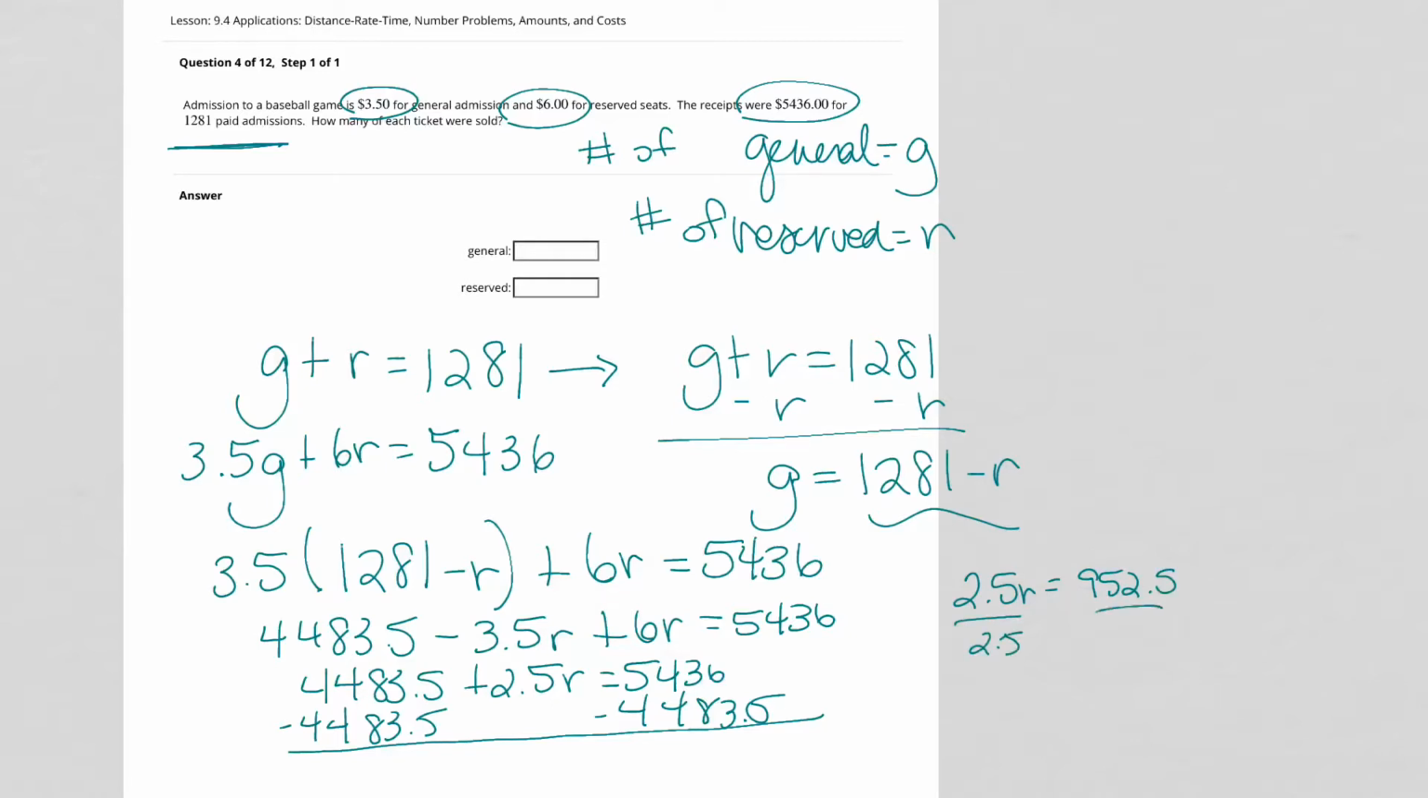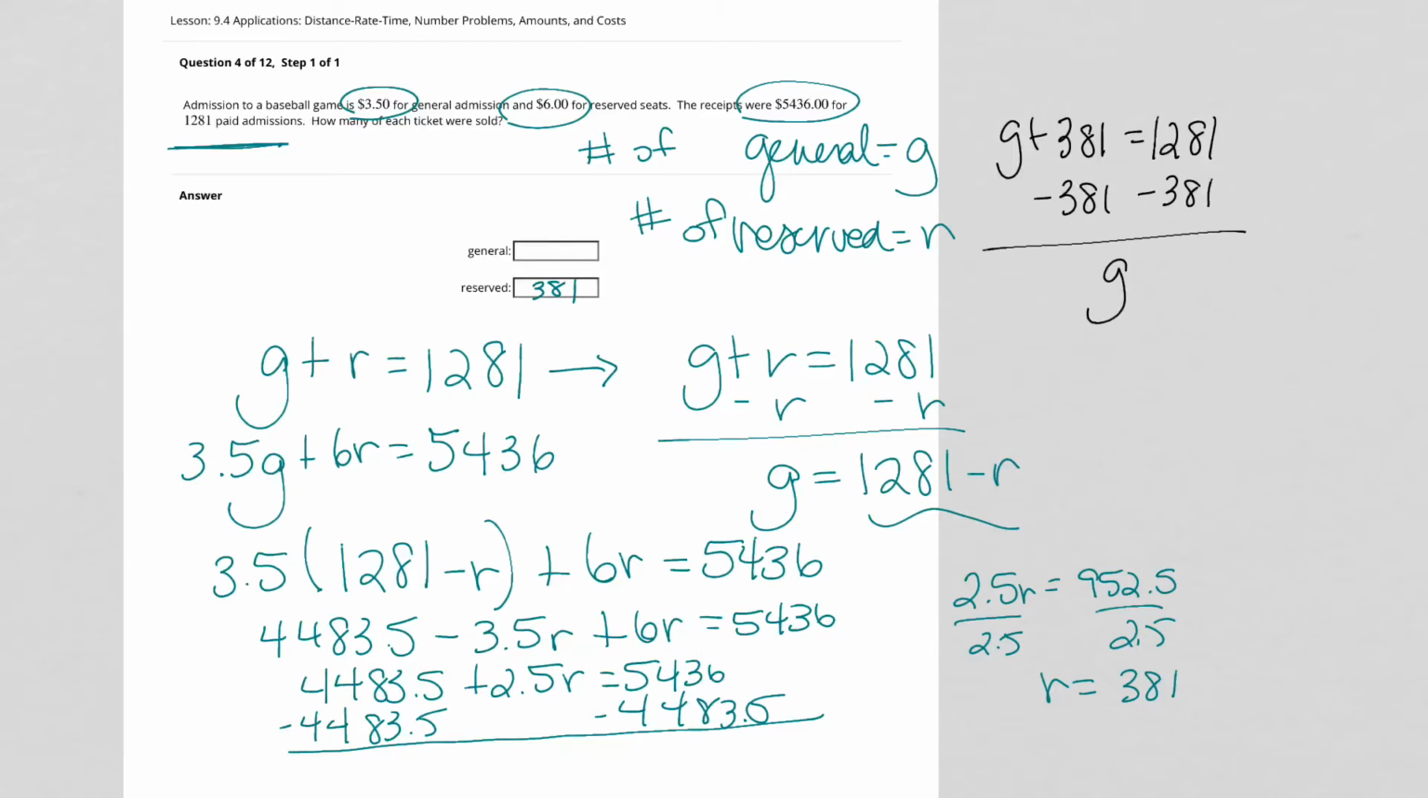Dividing both sides by 2.5, R is equal to 381. So there are 381 reserved seats sold. And I can plug that number back in to G plus 381 equals 1,281. So if I subtract 381 from both sides, G ends up giving me 900. So there were 900 general admission seats sold and 381 reserved seats sold.